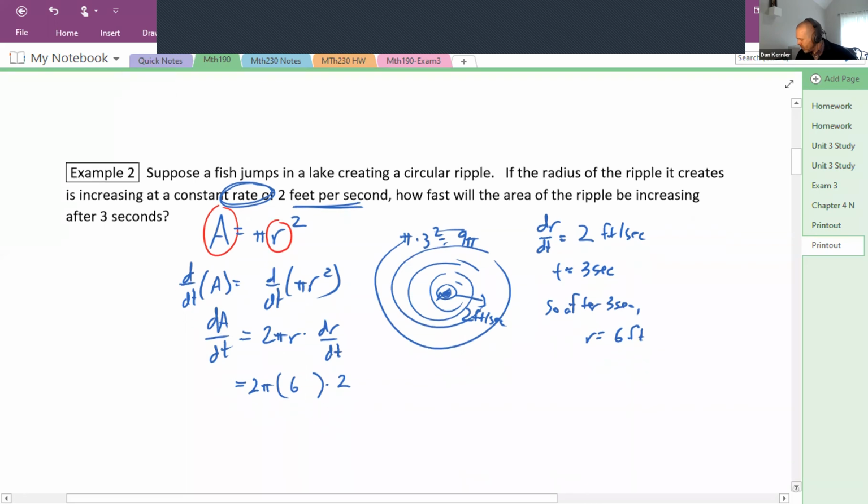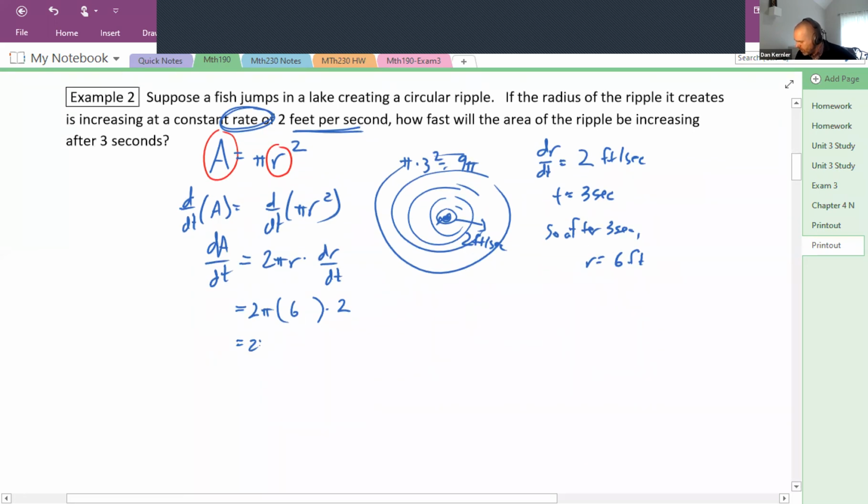And then we just multiply everything together. 24 pi, and that will be square feet per second. The units, again, to Christopher's point with our earlier question, 6 is in feet. Actually, let me just put those in a different color. You don't have to write units in the middle. You do need to put them in the end. 6 is in feet and 2 is in feet per second. So when you multiply those together, you get square feet per second.